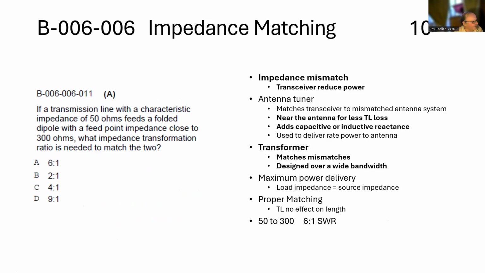So if a transmission line has a characteristic impedance of 50 ohms and feeds a folded dipole with a feed point input impedance close to 300 ohms, what impedance transformation ratio is needed to match the two? So basically what you do here is you divide 300 by 50, gives you 6. So you look for an answer that has 6 in it. So you need a 6-to-1 transformation ratio.